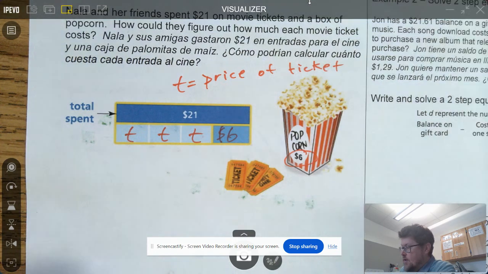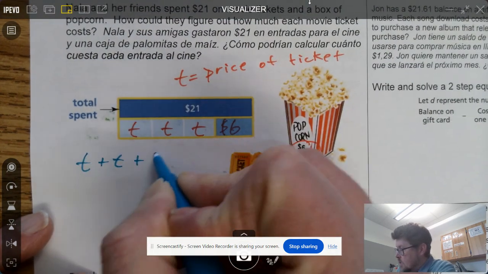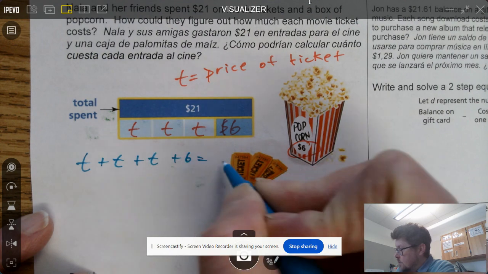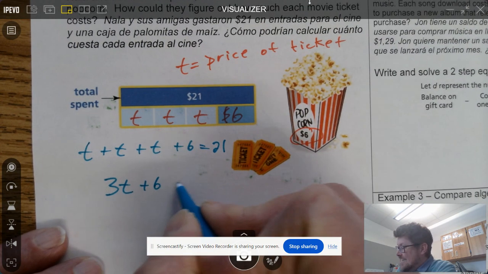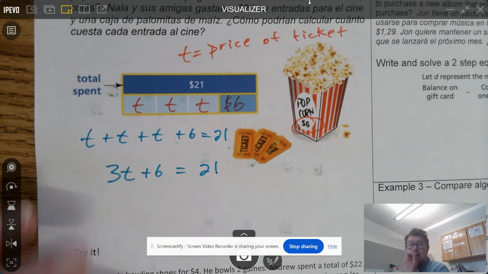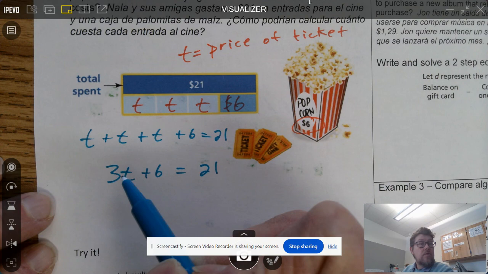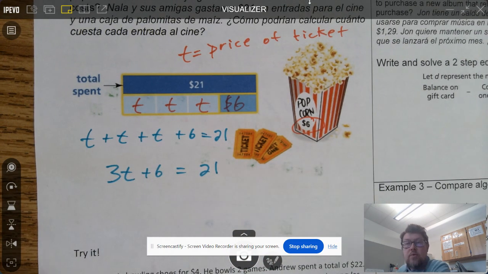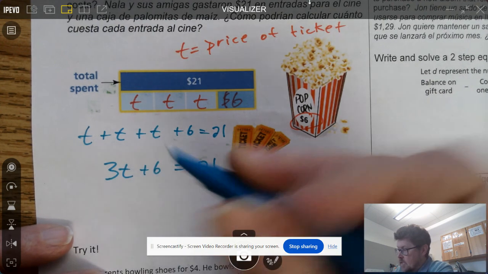I can put this together in an equation, right? This is t plus t plus t plus 6 equals 21, which I can simplify even more to 3t plus 6 equals 21. Okay, because I got three t's, I can put them together like that. Now, what we do to solve this equation is we do the inverse of what's happening.